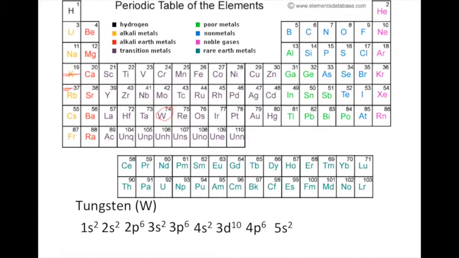Then we drop down, start a new shell, the 5s2 orbital. And then from 5s2, we're starting here with the 4d10. After 4d10, then we fill up the 5p6. After filling the p orbitals, 5p6, we drop down here and start filling the 6s. We're going to fill up 6s2. Now here's where we have to be very careful. After 6s2, we go from 56 to 57.